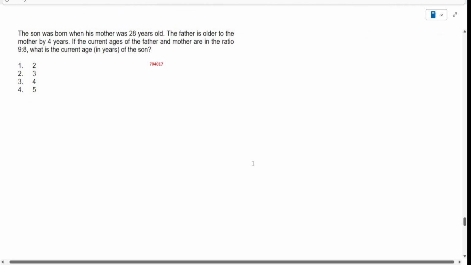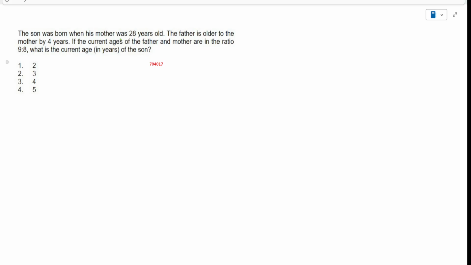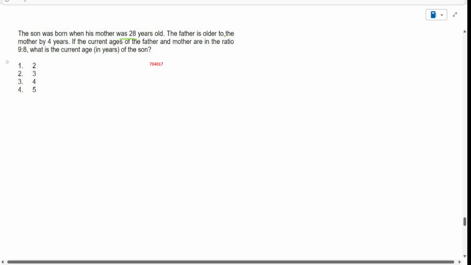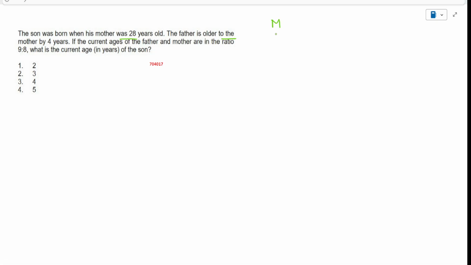Next question. The son was born when his mother was 28 years old and his father is older than the mother by 4 years. So mother is 28 years, then son born. That means son is 0 and father is 4 years more than mother means 32. Therefore, what is the ratio of father to mother then? Father is to mother equal to 32 is to 28, 8 is to 7.